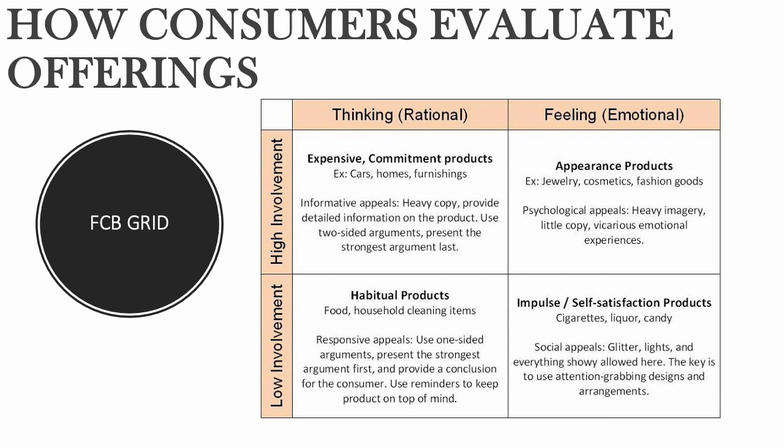When it comes to low involvement feeling offerings, you can think of impulse or self-satisfaction products like candy, cigarettes, liquor, and so forth. For those types of products, you're going to want to use social appeals: glitter, lights, showy, and basically what you're trying to do is grab the attention of the consumer.